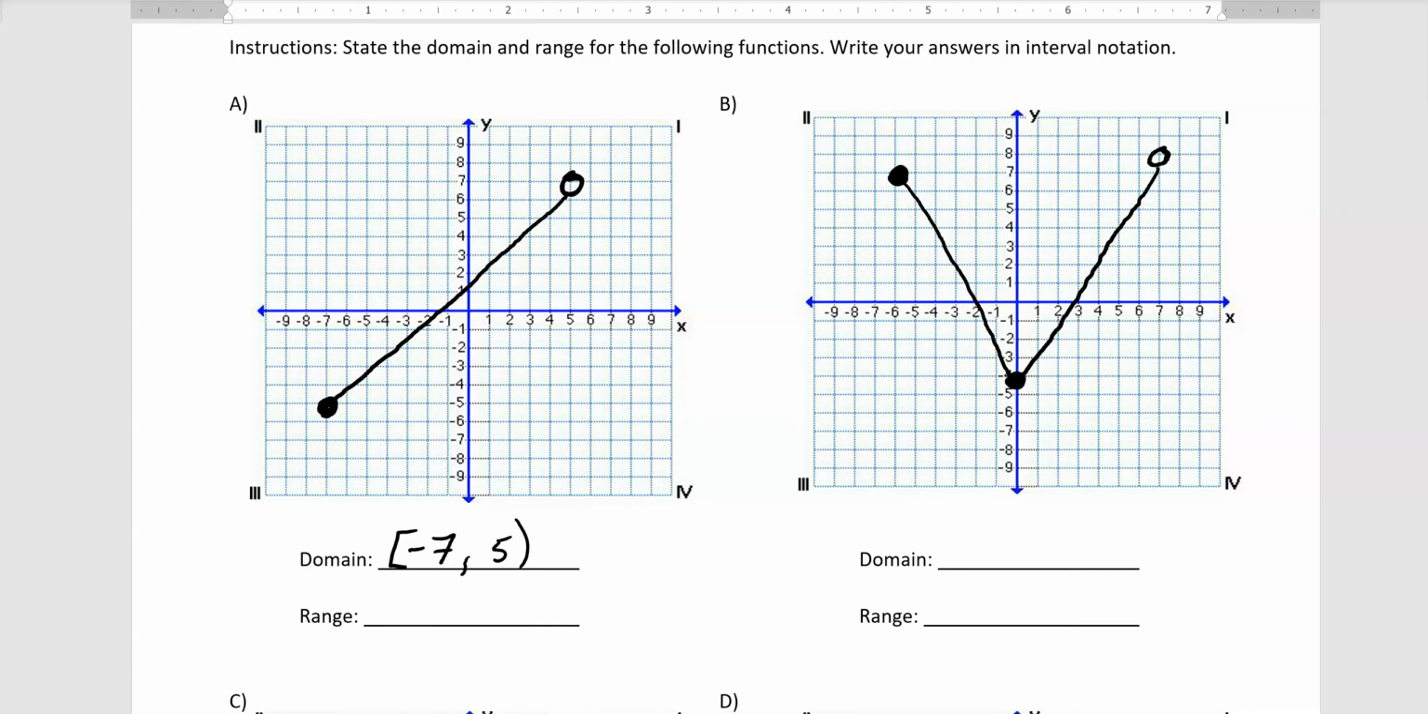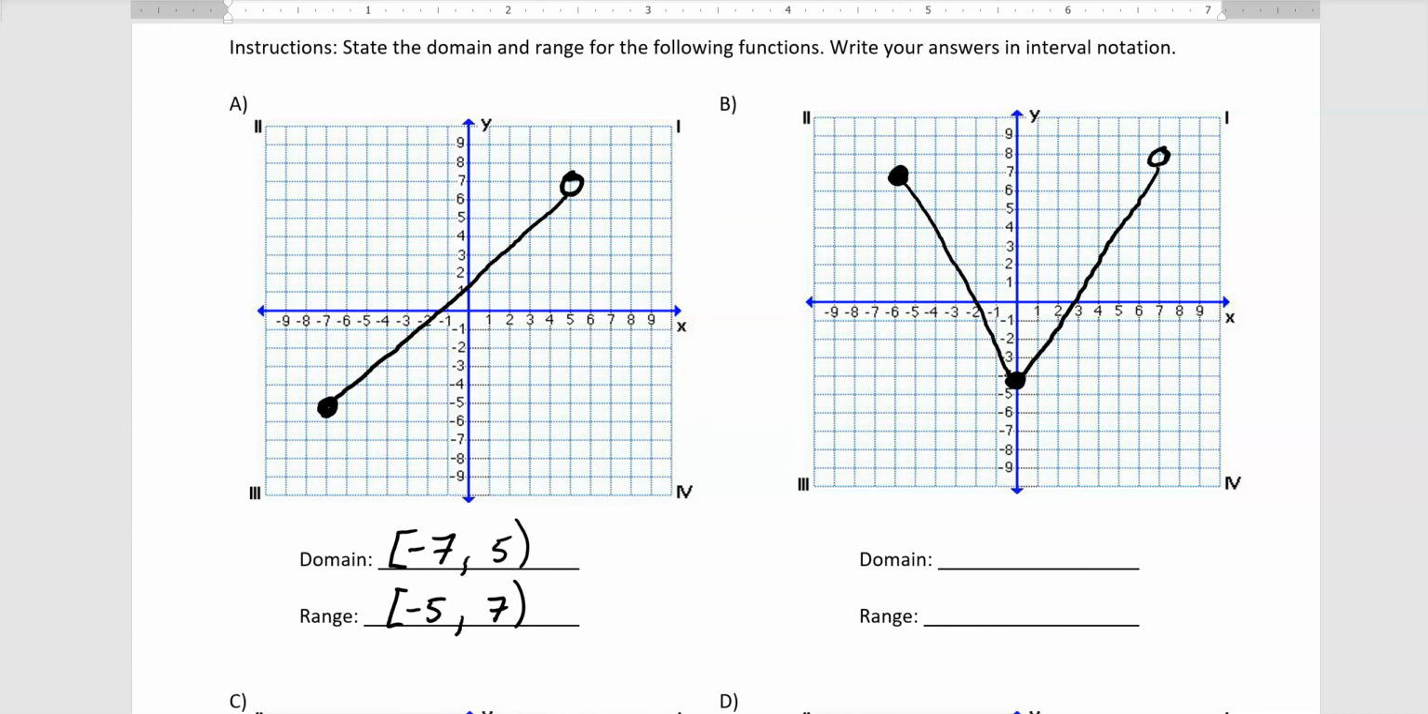Now my range is low to high, so how low does this go? -5, so hard bracket, -5. How high does it go? 7. Cool. And again, hard bracket because of the closed circle, soft bracket because of the open circle.